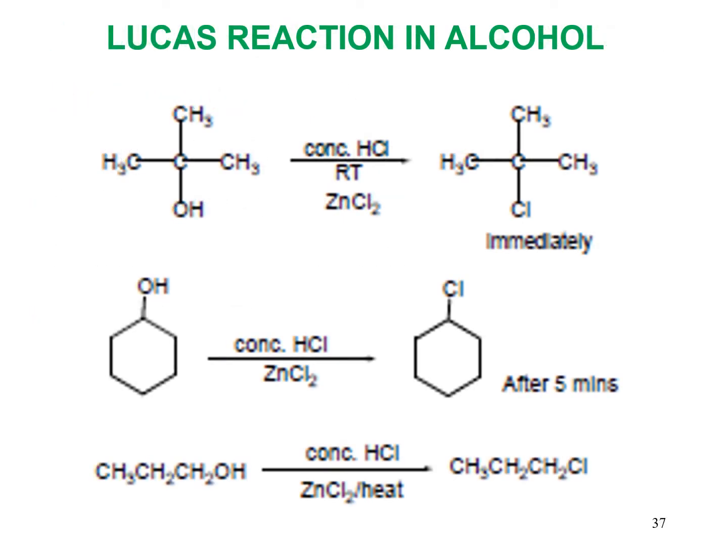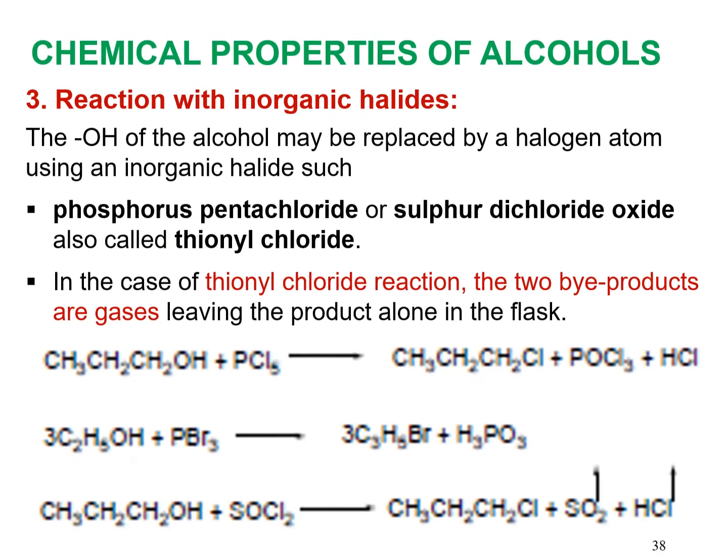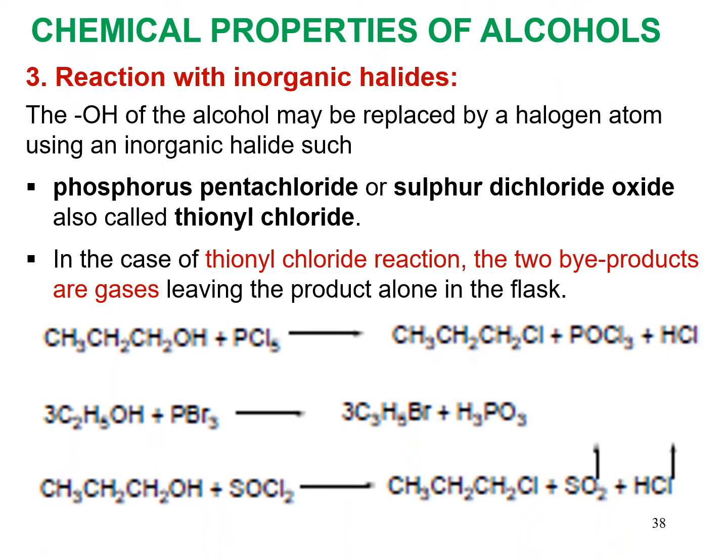This is the reaction. Look: tertiary reacted immediately, secondary reacted after 5 minutes, primary under heat it will take. Now heat needs to come for primary to react, but in the lab at times it doesn't occur. So that's why we can distinguish primary, secondary, and tertiary. The chloride ion is being replaced with the hydroxyl group.